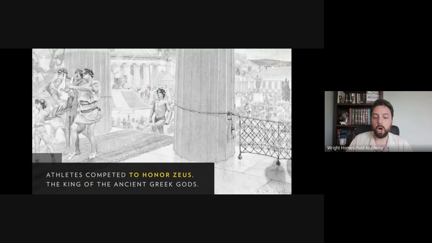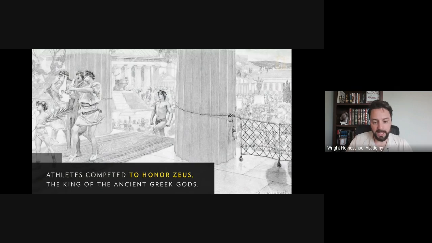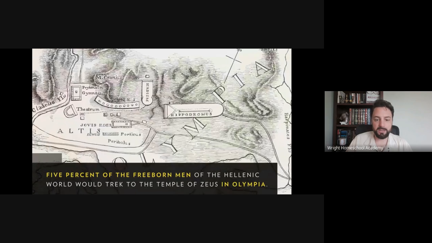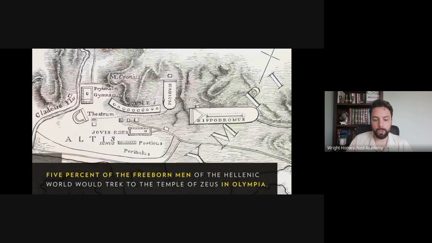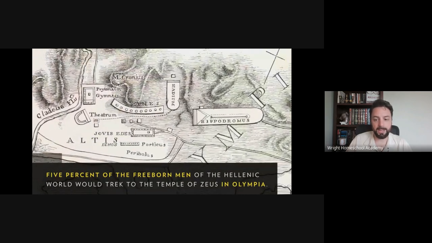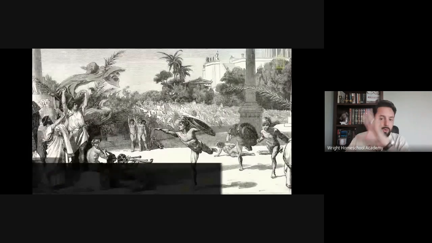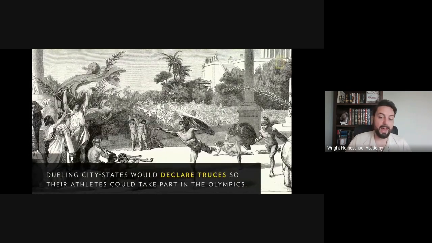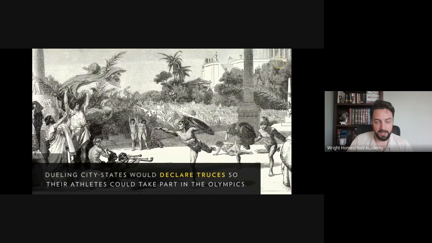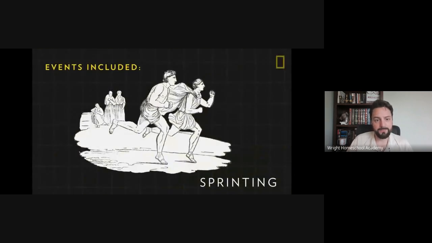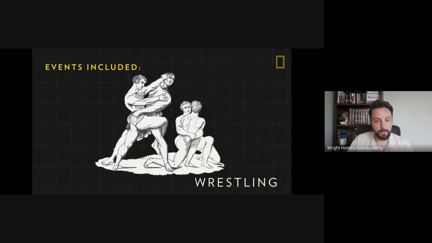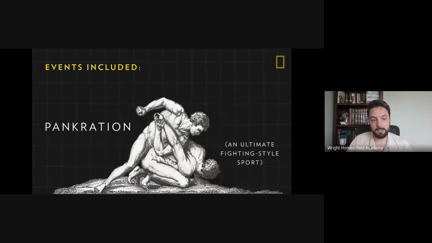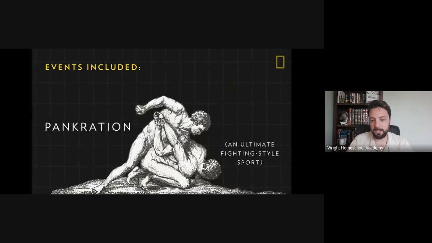Athletes competed to honor Zeus, the king of the ancient Greek gods. Note they had many gods. 5% of the freeborn men of the Hellenic world would trek to the temple of Zeus in Olympia. Hellenic just means Greek. Dueling city-states would declare truces so their athletes could take part in the Olympics. It shows where their priorities are. Events included sprinting, wrestling, chariot racing, the pankration, basically the UFC.